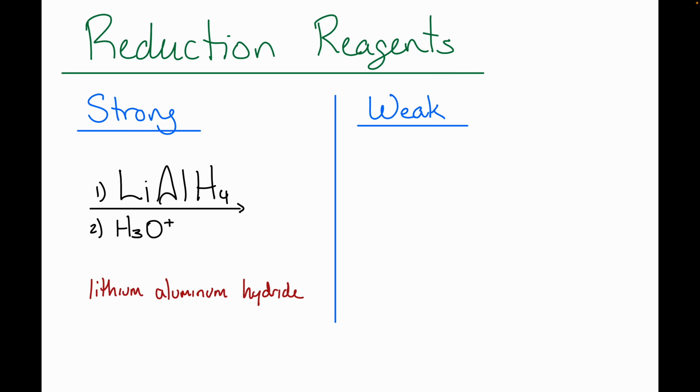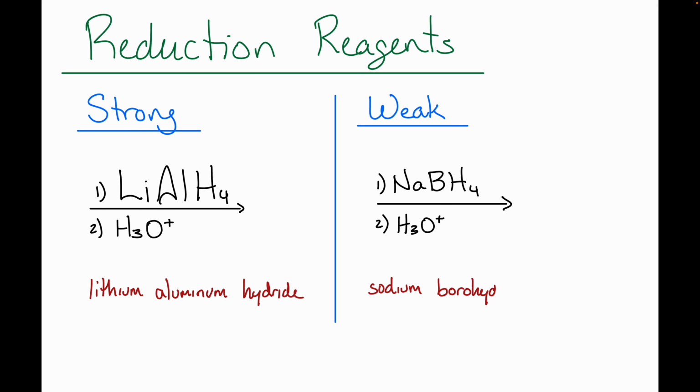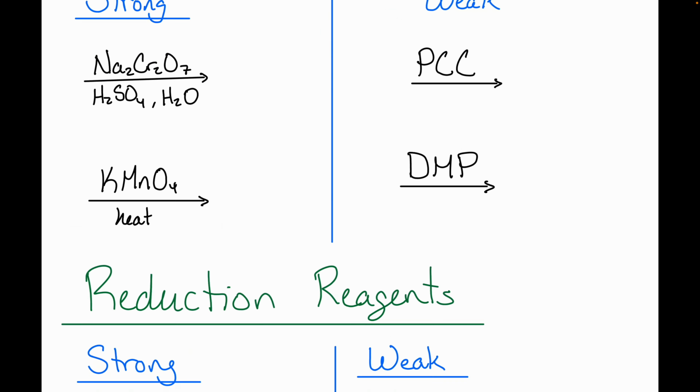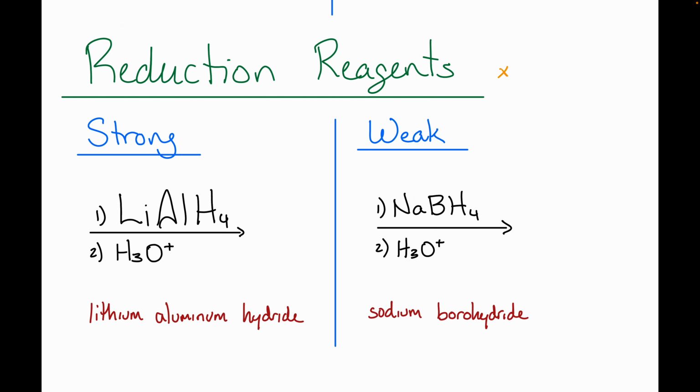And our weak reducer is sodium borohydride. All right. Our oxidation reactions, we're going to leave these as a mystery to us in terms of how our mechanisms go down. We're going to put the little star next to it because this is another reaction that we're going to have a mechanism for. All right, we'll take a look at that here in a second, but let's first address this strong versus weak categorization.